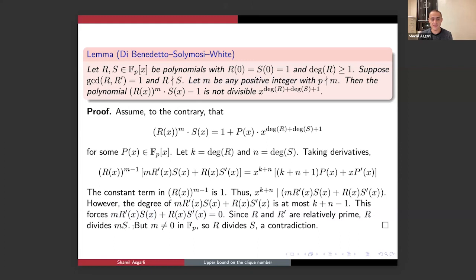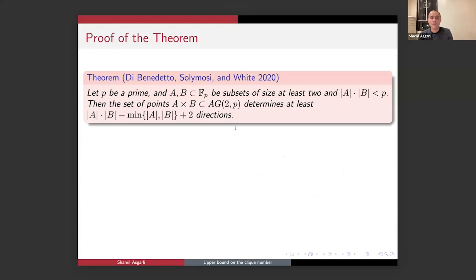This means that m is not 0 in the field Fp. So how is it possible that r divides ms and m is not 0? Well, that means that r divides s, and that's a contradiction, because we assumed that r doesn't divide s. Okay, so this completes the proof of the lemma. And now we can prove the theorem.